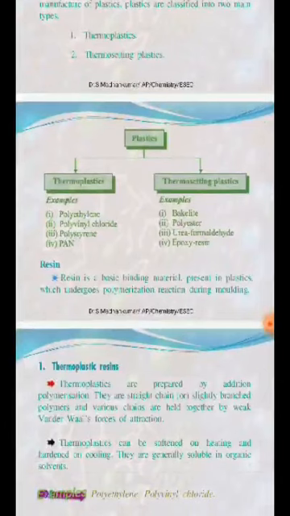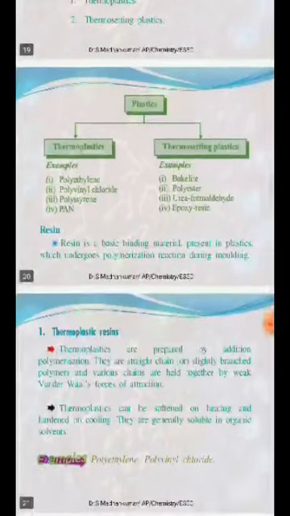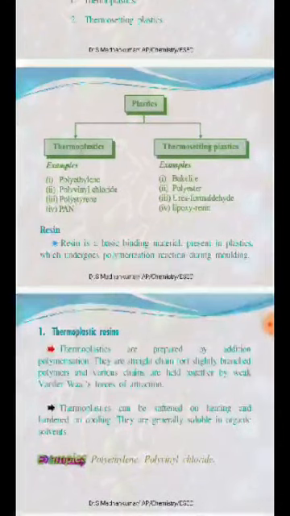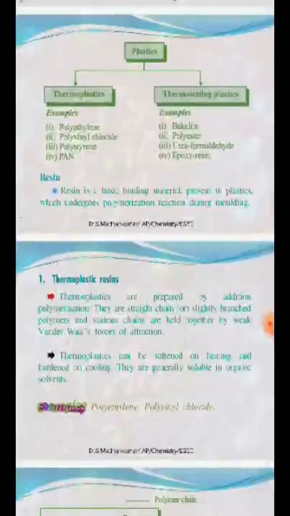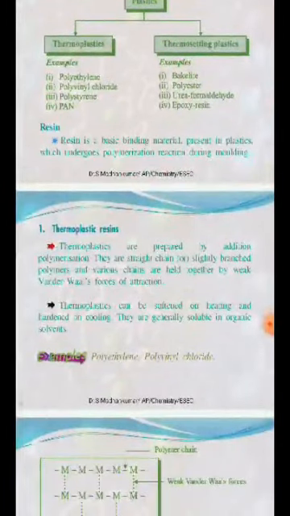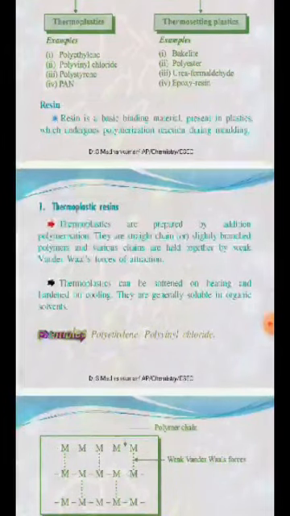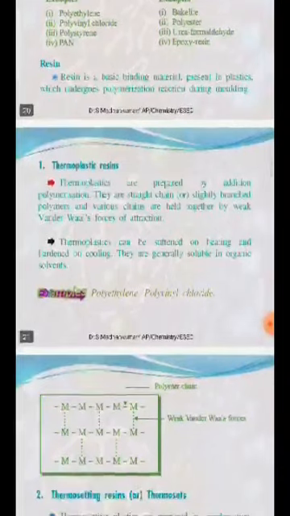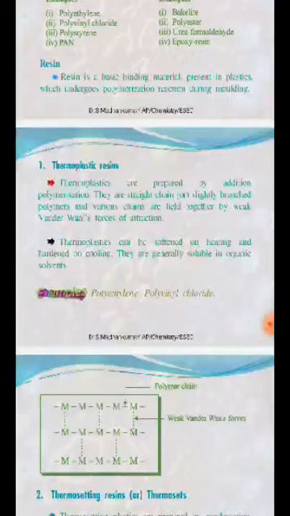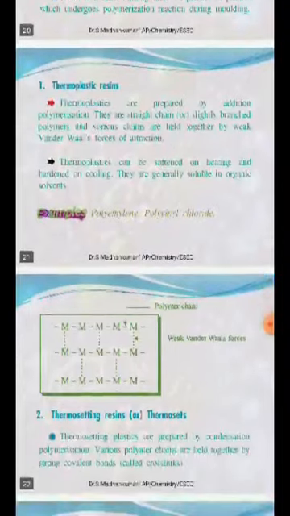First one, resin. Resin is a basic binding material present in plastics which undergoes polymerization reaction during molding. Second one, thermoplastic resins. Thermoplastics are prepared by addition polymerization. They are straight chain or slightly branched polymers, and the various chains are held together by weak van der Waals forces of attraction. Thermoplastics can be softened on heating and hardened on cooling. They are generally soluble in organic solvents. Examples: polyethylene, polyvinyl chloride.